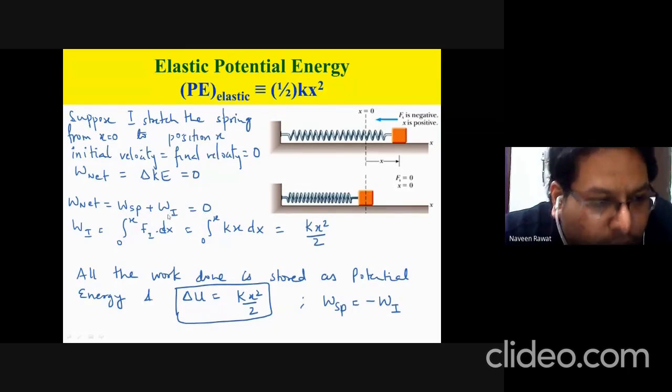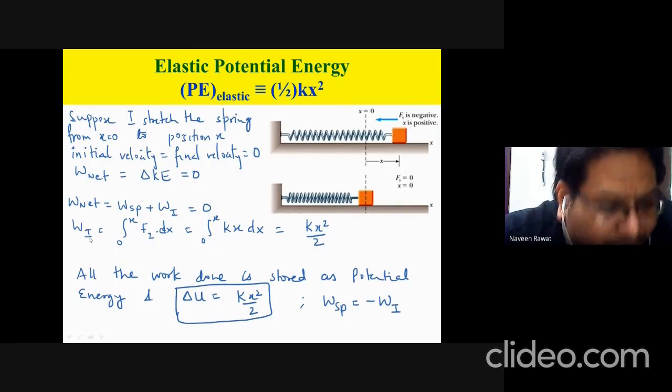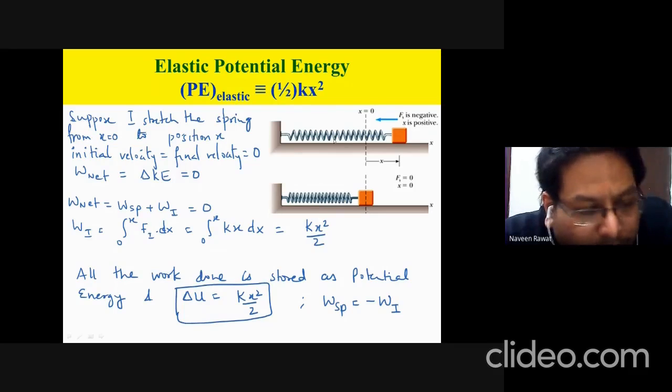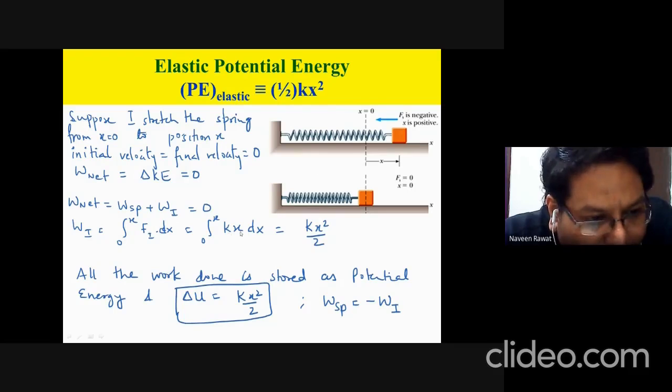Okay, so let's see what work I have to do to stretch this spring from the 0 position to x. We know that the formula is the force that I have to apply times dx, because it is a one-dimensional case. The force that I have to apply will be opposite to the force that the spring is applying, so that is just kx. So you can substitute that into this integral: the integral from 0 to x of kx dx.